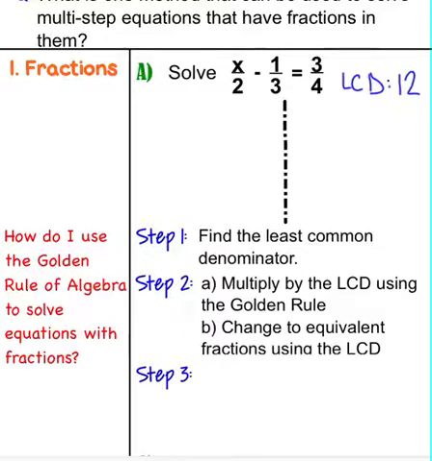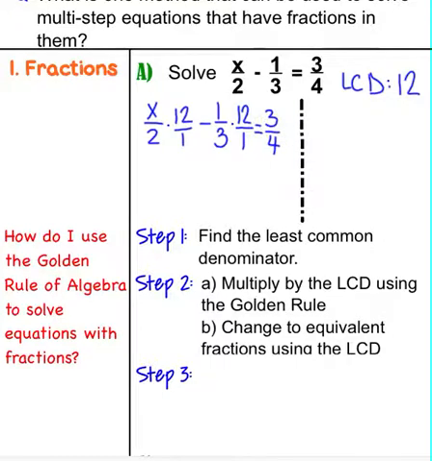So by clearing this denominator, I'm going to take my x over 2, and I'm going to multiply this by 12, and I'm going to put it as 12 over 1 to help me out, minus 1/3 times 12 over 1 equal to 3/4, and I'm going to move my line over a little bit so I have room, times 12 over 1.